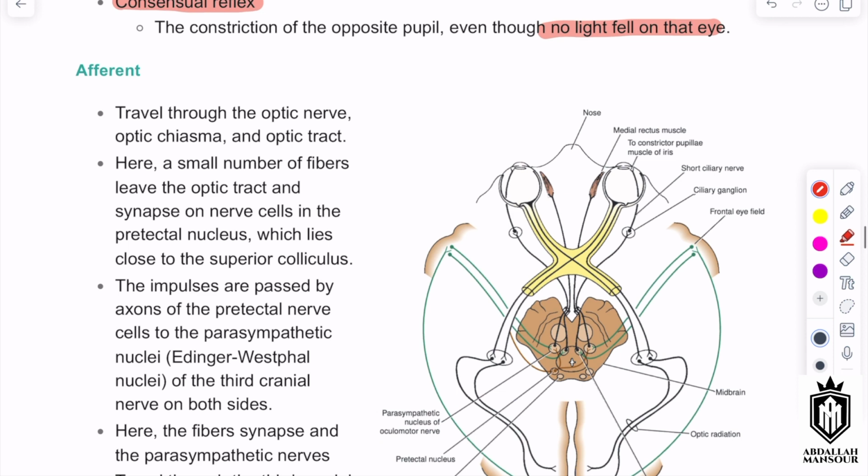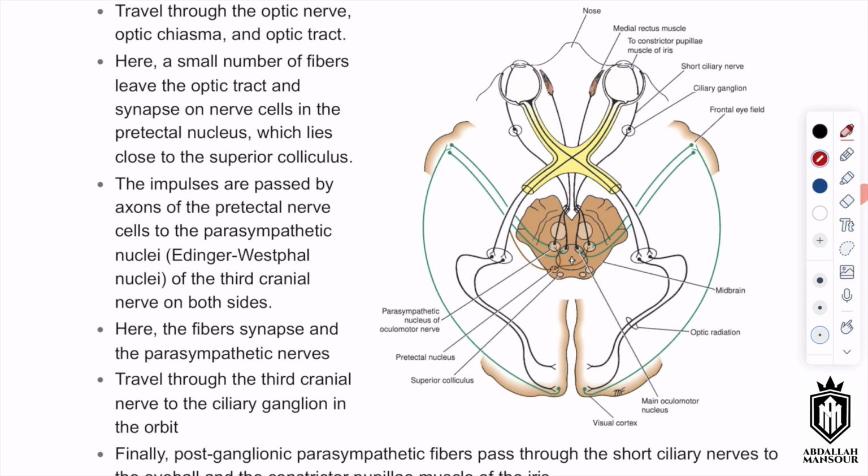So let's talk about the pathway. The pathway of the visual reflex, the direct and the consensual light reflex, goes as the following. It all starts from the optic nerve, and then goes to the optic chiasm, and after that we go to the optic tract. Okay, the optic tract. And then it will go to something called the pretectal nucleus, which is present in the midbrain. The pretectal nucleus is just very close to the superior colliculus. This should be covered in the midbrain.